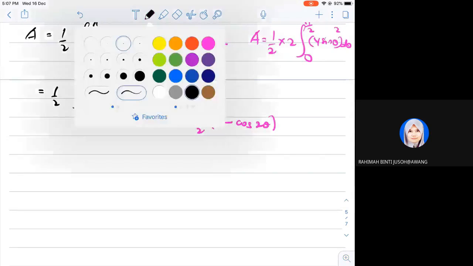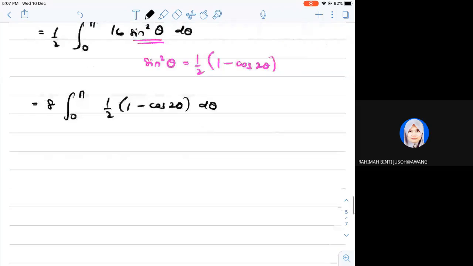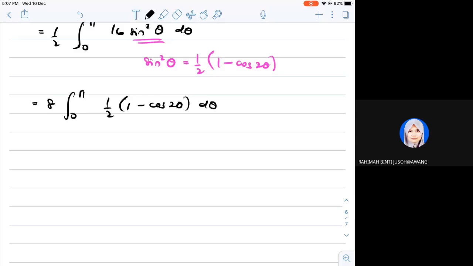So we will have half times 16, so it should be 8. 0 until pi, so 1 over 2 again, 1 minus cos 2 theta d theta. So 8 times half, of course we have 4. 0 until pi, 1 minus cos 2 theta d theta.